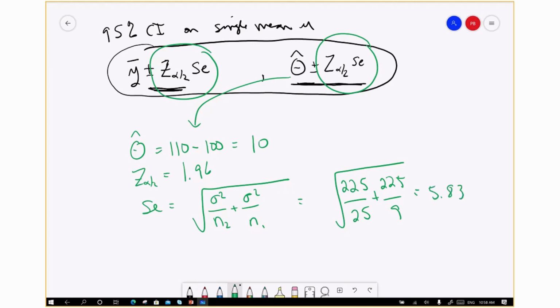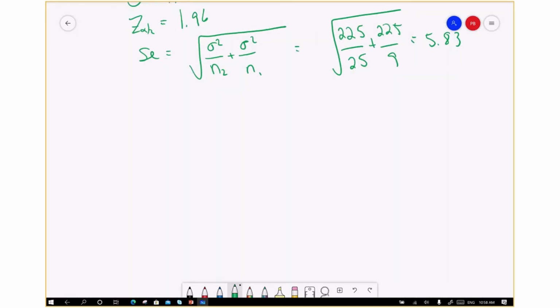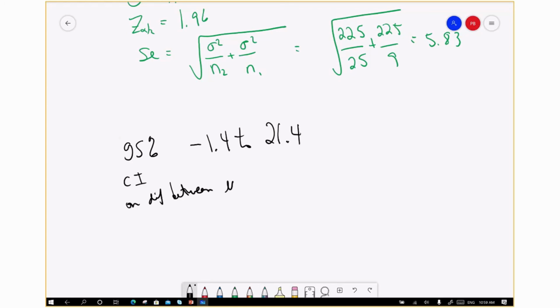So having those values in hand, we just plug them into our equation, and what we get is our 95% confidence interval, which goes from minus 1.4 to 21.4. And again, it's a 95% confidence interval on the difference between mu2 and mu1, which we represent as theta. What does this mean? What doesn't it mean?